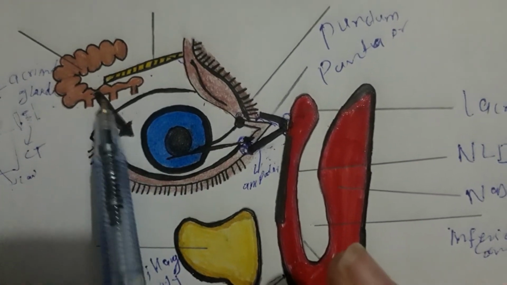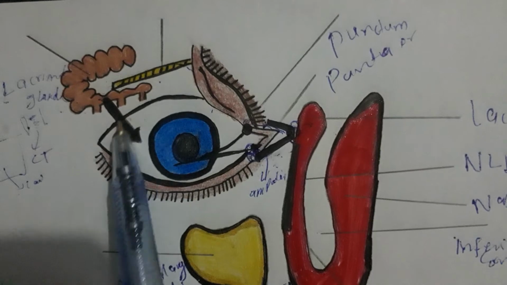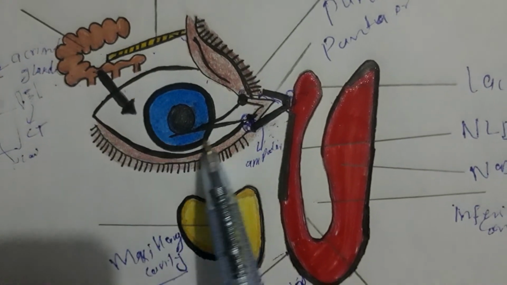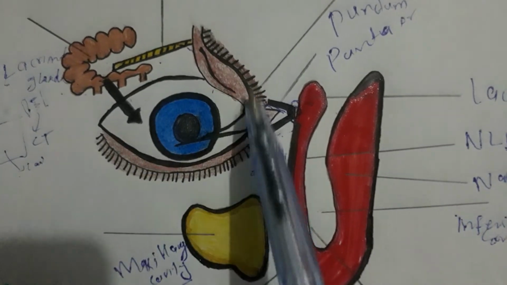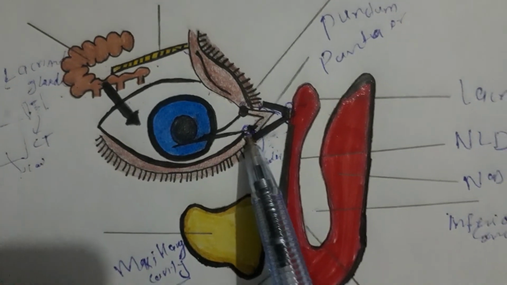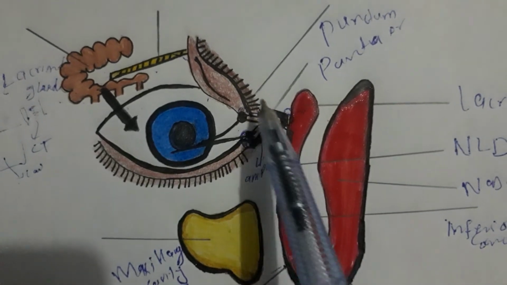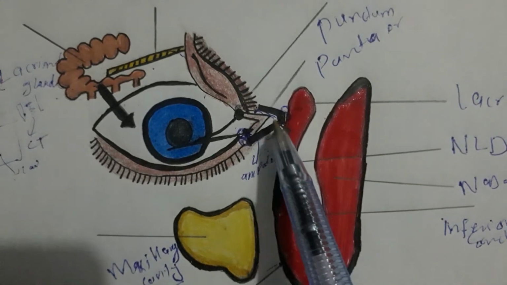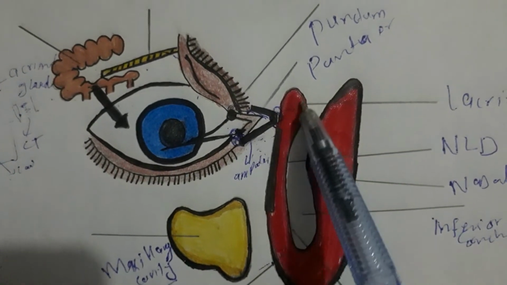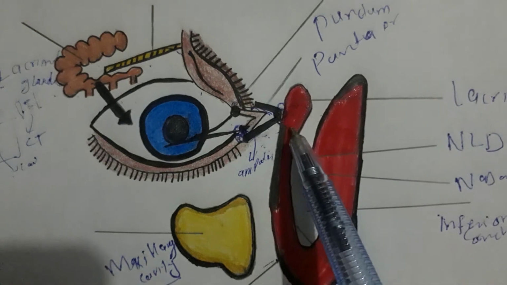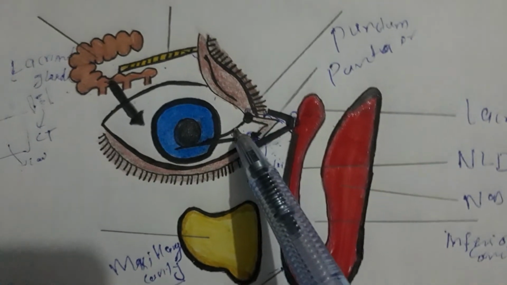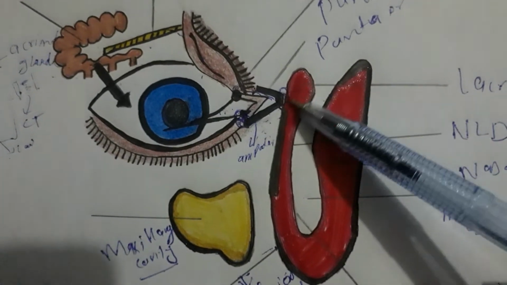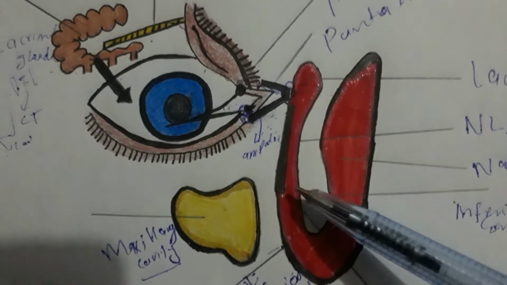Aqueous produced in the lacrimal gland enters the puncta, and when the orbicularis oculi muscle contracts, it moves medially, and the common canaliculus and canaliculi also move medially and dilate the nasolacrimal sac. So fluid moves through the punctum into the lacrimal sac, and from the lacrimal sac into the nasolacrimal duct.